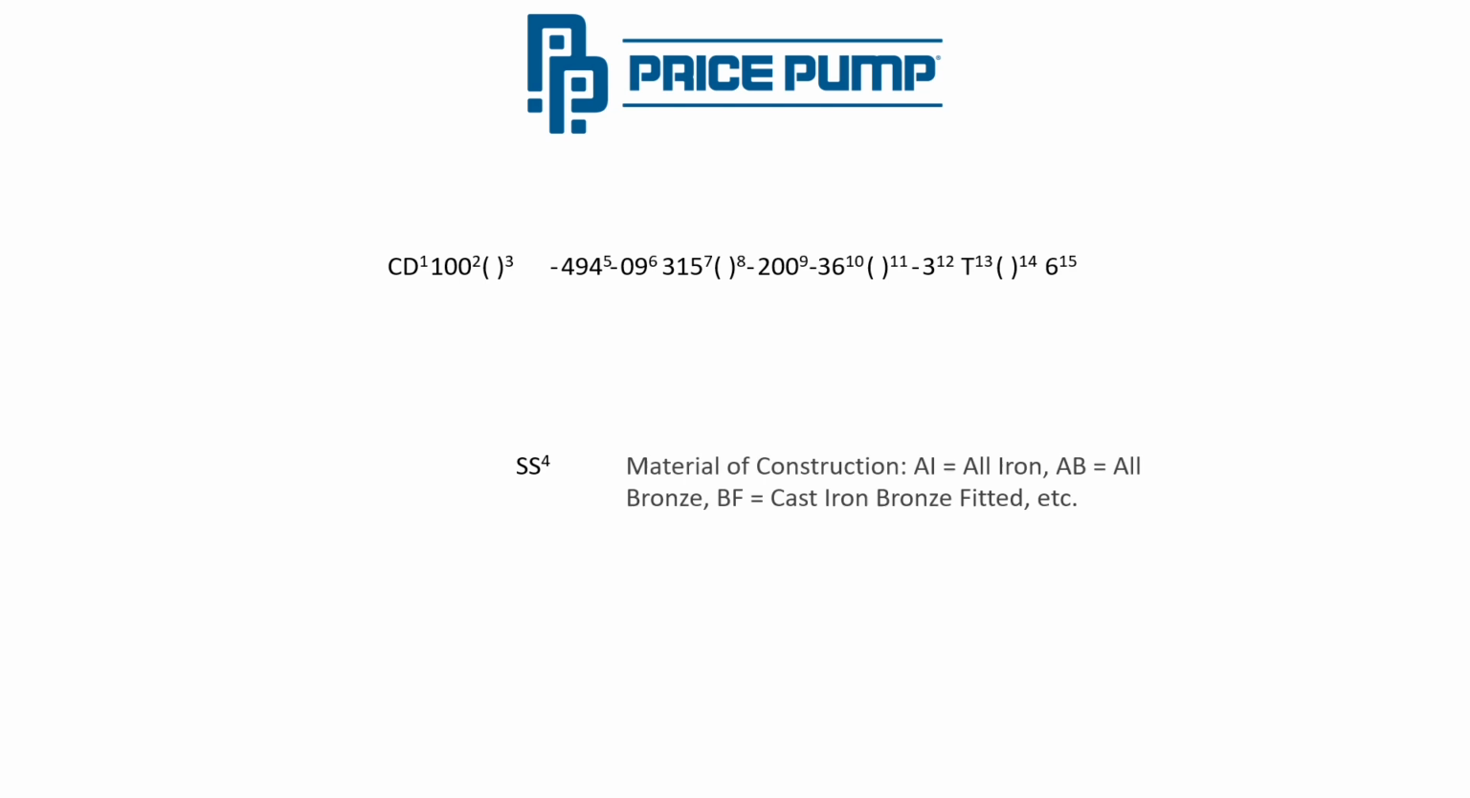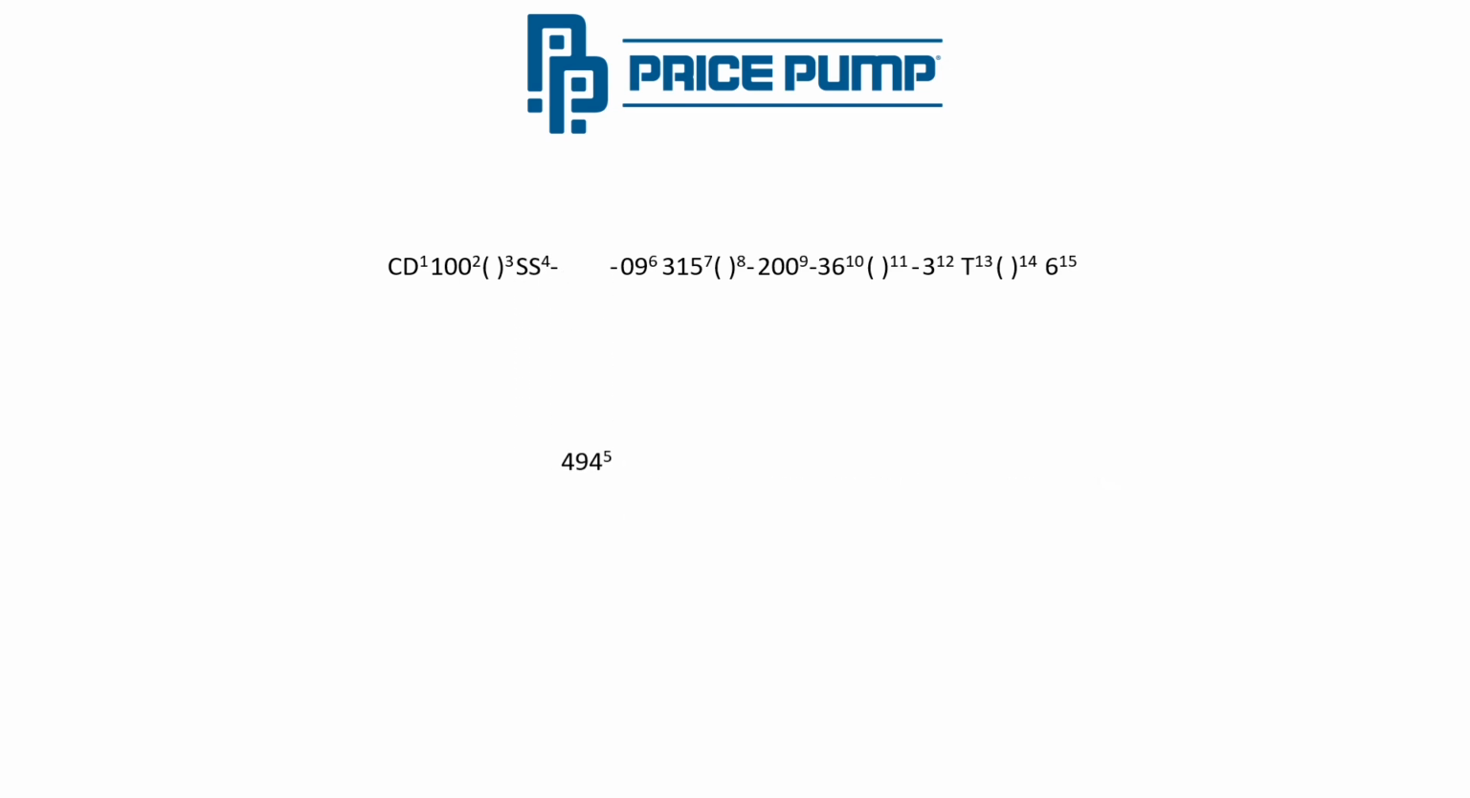Identifier number 4 is the material of construction. In this case, SS is for stainless steel. Identifier number 5 indicates impeller diameter. In this case, 494 means 4.94 inches.